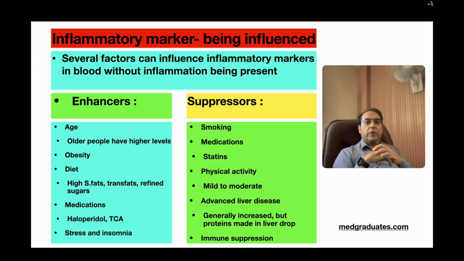And then immune suppression. Patients having immune suppression because of the disease itself or because of drugs which are being used to control the immune system may have lower inflammatory markers. Only in a few diseases they may have increased inflammatory markers. Generally, immune suppression means the inflammatory markers may be disproportionately low as compared to the inflammation.